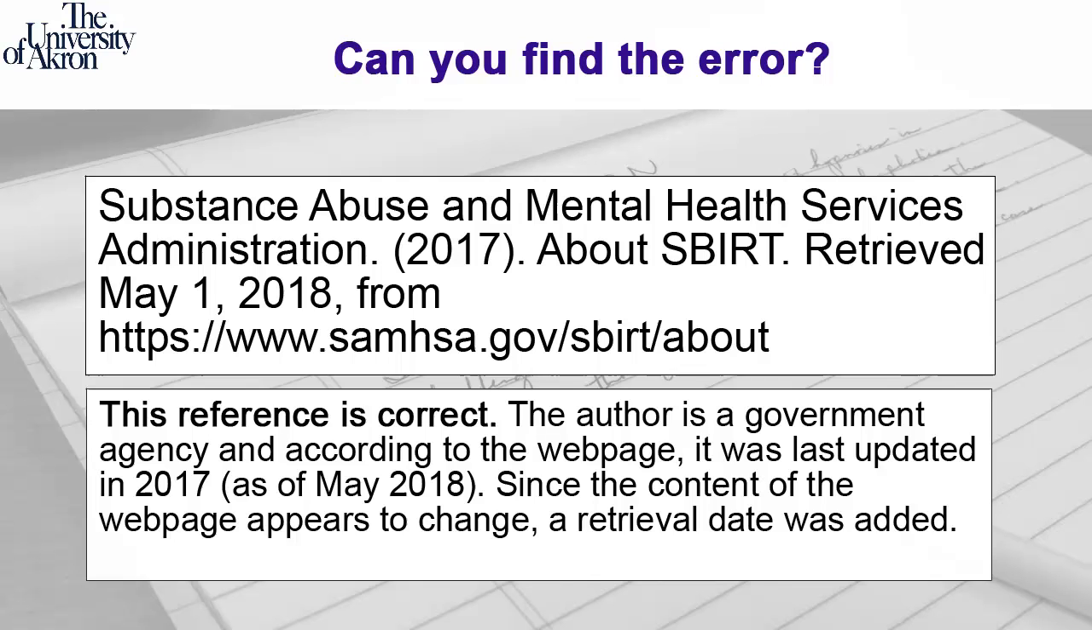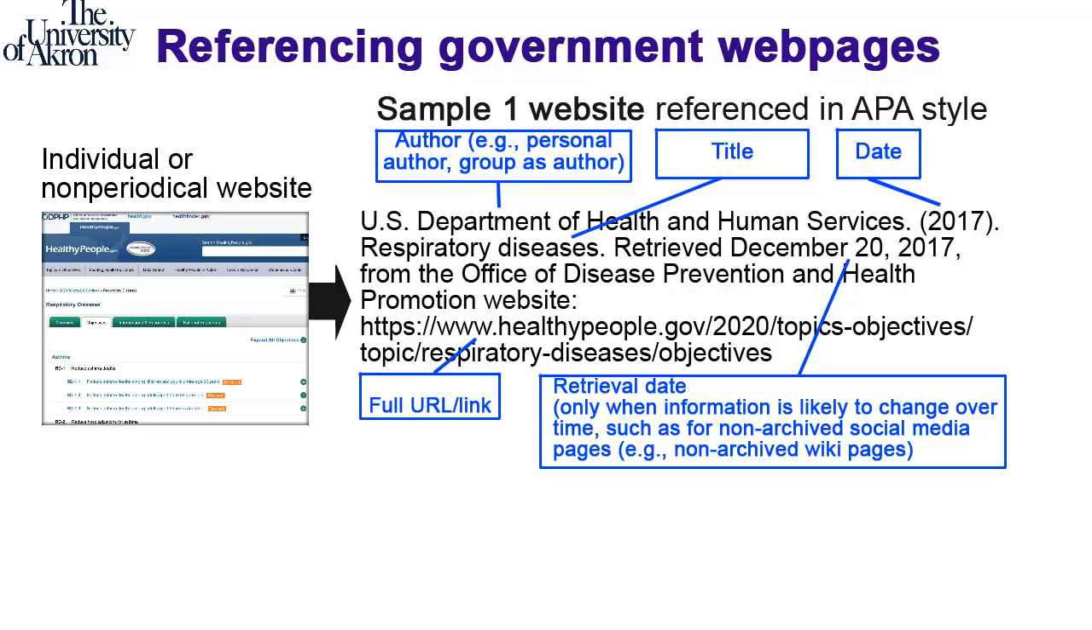The author is a government agency and according to the web page, it was last updated in 2017. Since the content of the web page appears to change, a retrieval date was added. Government websites are commonly cited and most of these sources are considered gray literature. The general format for government web pages include the author, title, date, and the URL link.